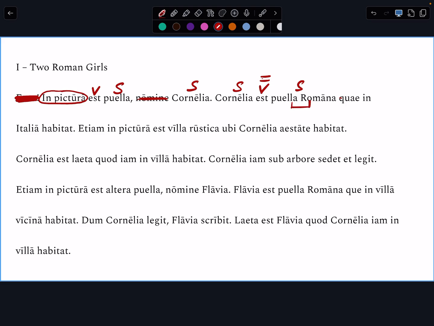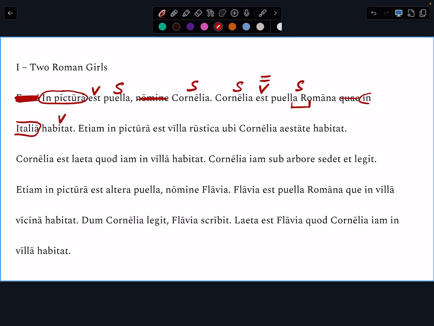Don't worry about quae. We have to talk about that eventually. How about in Italia? What's that? It is a prep phrase. So if it's spanning over a line, I circle it like that. And last but not least, habitat. What's that? Means lives. Careful, lives is an action word. So it's your verb, yep.